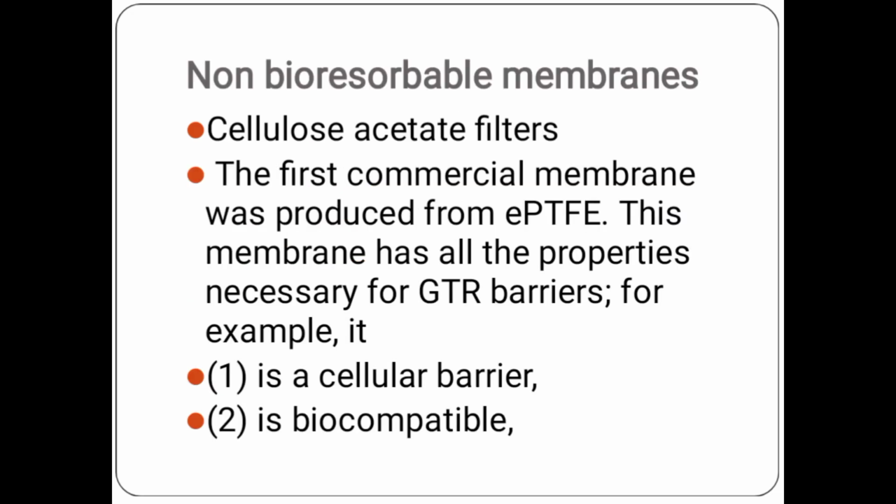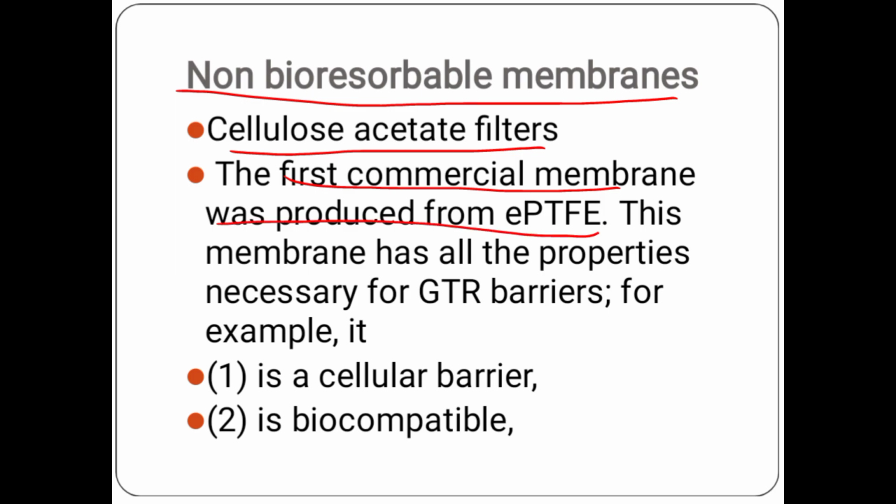Now they have told you some properties of non-bioresorbable membranes. Cellulose acetate filters: the first commercial membrane was produced from this. Polytetrafluoroethylene also, the first commercial membrane was produced from this, and this membrane has all the properties that were important for GTR. Always remember that when we place something artificial in the body, we look at its properties. Number one, cellular barrier. It works as a barrier, so is it a good barrier or not? Biocompatible, it should be biocompatible, otherwise it will cause a reaction.